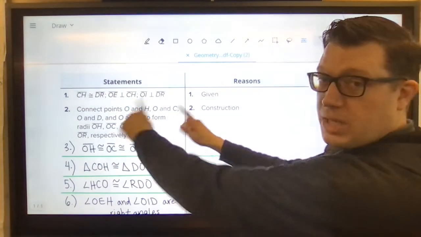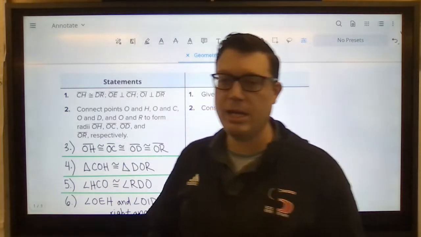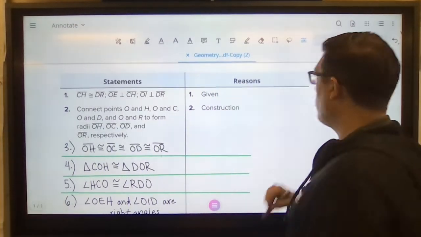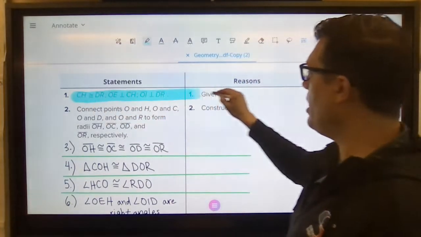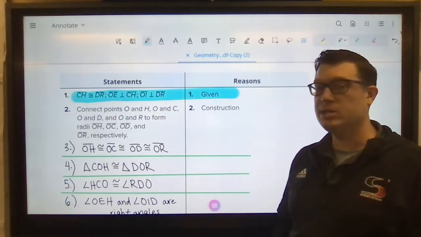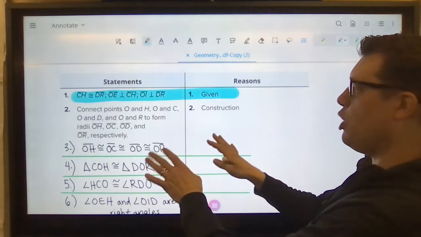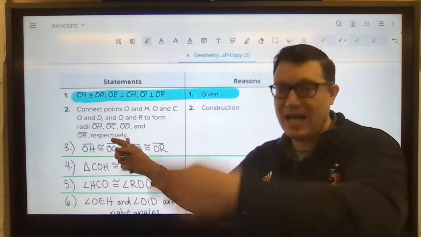Statement number 1. It's given. We already know that it's there. There's nothing for us to really determine if it's something that is important because it's been identified for us, and we highlighted this blue. So I'm going to go ahead and highlight that blue as well. It's already the blue from up above. Also, connect points OH, OC, OD. Oh, this is saying to do something that I haven't done yet.